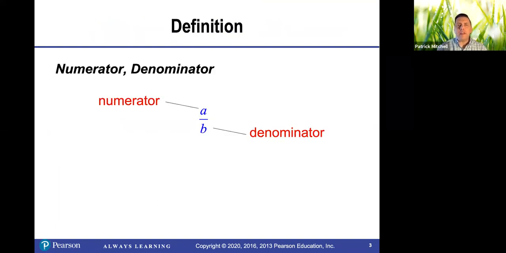So, of course, you know that a fraction looks like this, and the top number is called the numerator, the bottom number is called the denominator.